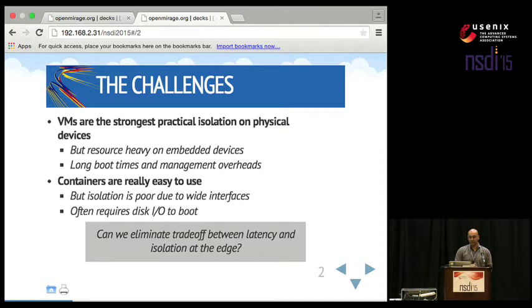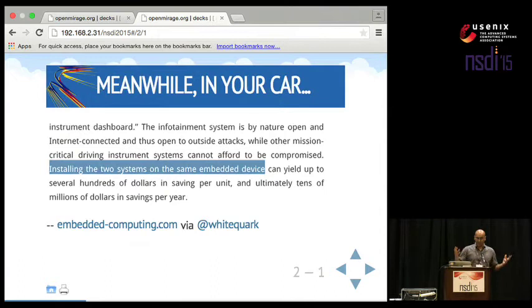So the real question behind our research is whether or not we can eliminate this fundamental trade-off between latency and isolation. Can we get services that are hypervisor-level isolated, but still provide very different services at low latency to the users? And meanwhile, in industry, we're seeing some pretty shocking stuff. Industry is not deploying virtual machines at a high rate. This particular quote from Embedded Computing last week said that the infotainment system in a car is by nature open and internet connected. It's very nice and pretty. And meanwhile, the mission critical driving instruments can't be compromised.